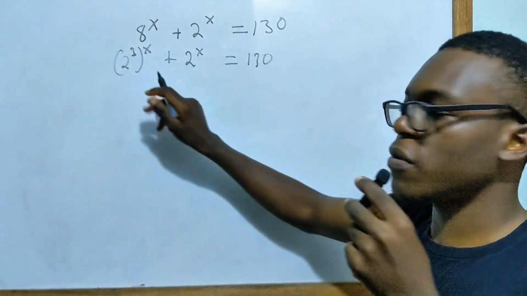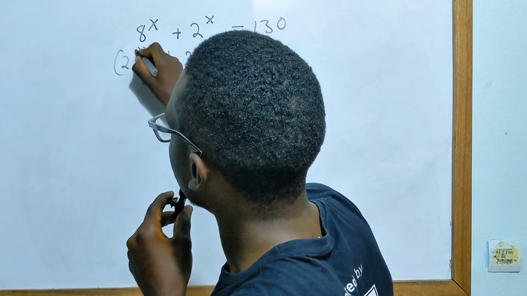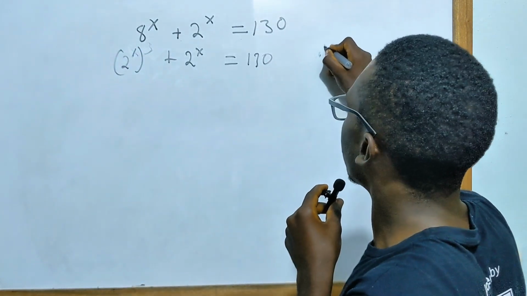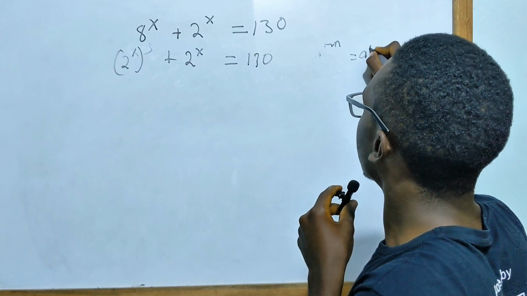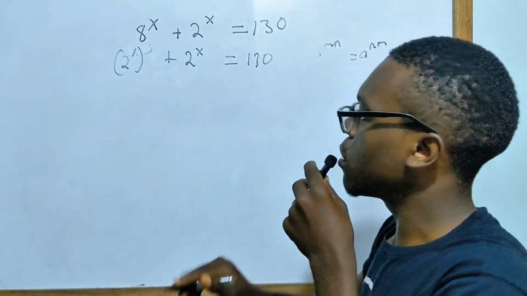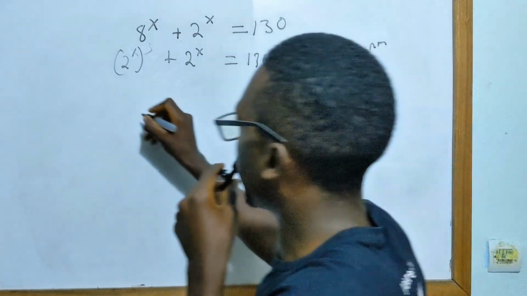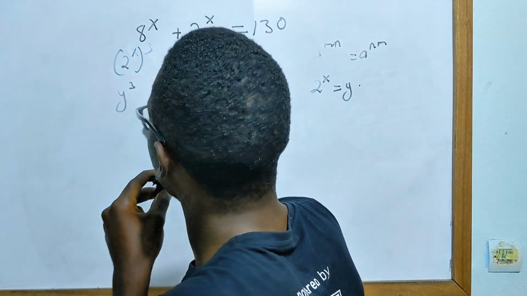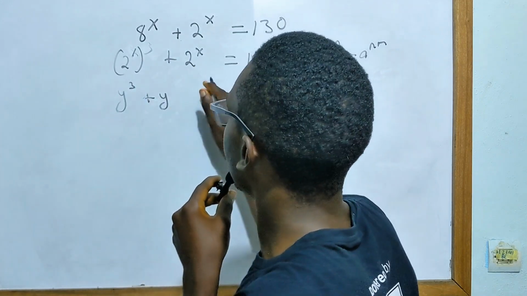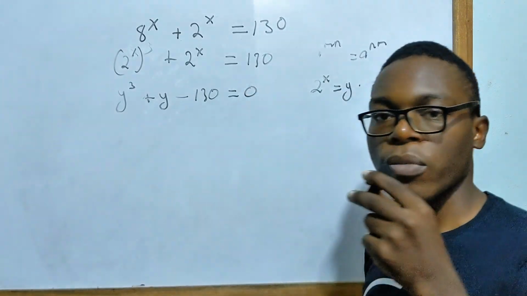You can further simplify this to what? 2 to the x, and put this 3 outside, using the formula a to the mn equals a to the nm. Okay, we can then state that 2 to the x equals y. Therefore, we're going to have y cubed plus y. We bring this 130 here, minus 130 equals 0.